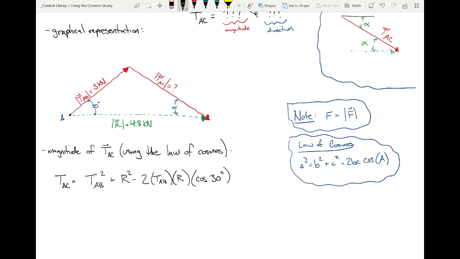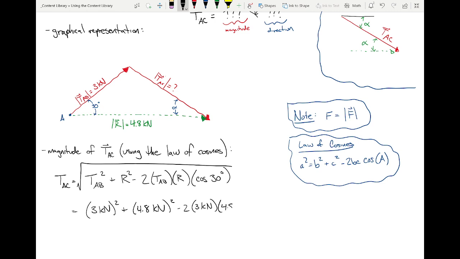Yeah. Did I forget something? Square root. Because I'm solving for that length, I've got to square root that whole thing. So TAC equals the square root of TAB, 3 kilonewtons squared, plus 4.8 kilonewtons squared, minus 2 times 3 kilonewtons times 4.8 kilonewtons.